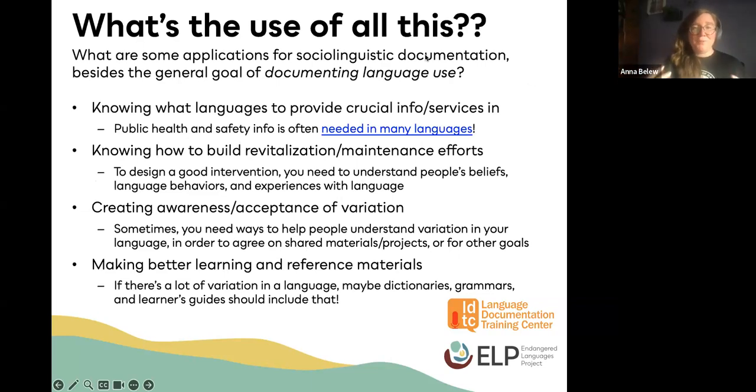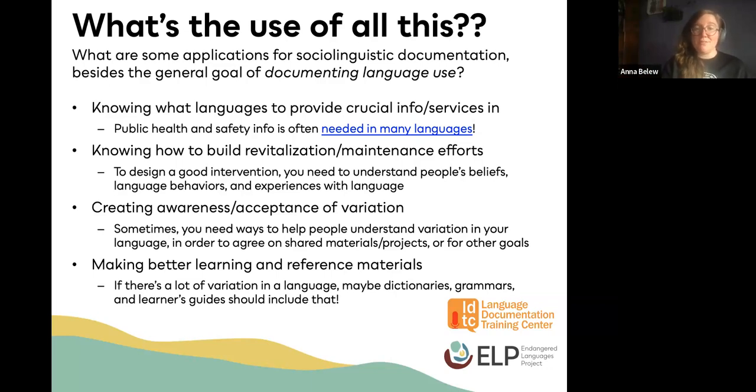And so as we finish up, I want to talk about some of the applications of sociolinguistic documentation. So what could we do with this kind of knowledge? Well, in many contexts, it's a really big need to know what languages people use in a specific place so that you can get them necessary information, whether that is emergency preparedness or, for example, COVID information in 2020. ELP did a big initiative collecting COVID information in a lot of languages so people could know how to stay safe. And knowing what languages are present in a specific place lets you know what languages to put out the radio bulletins or the posters or whatever.